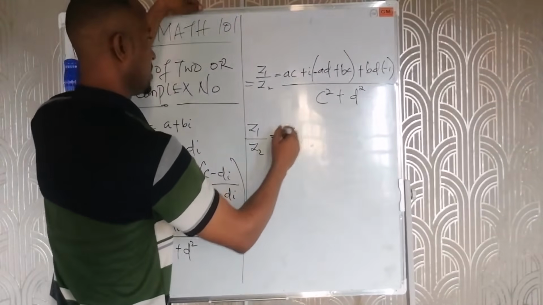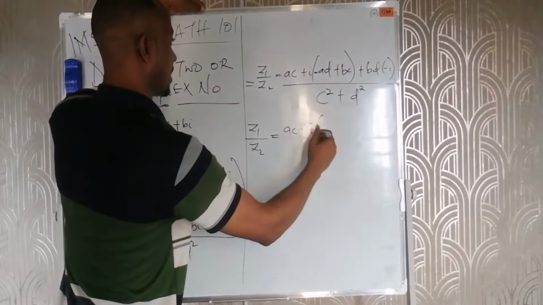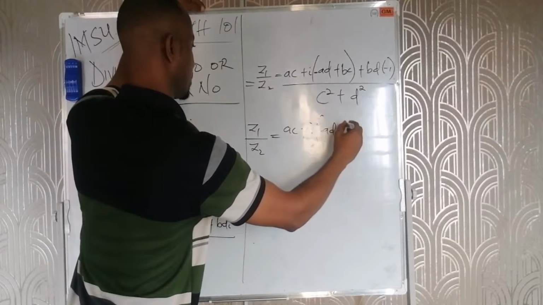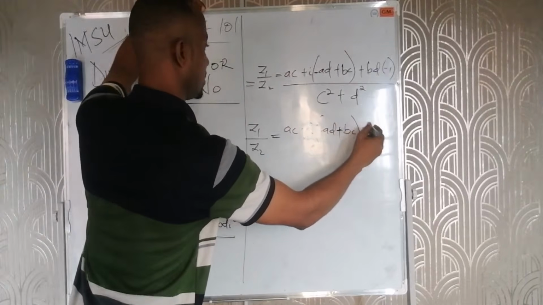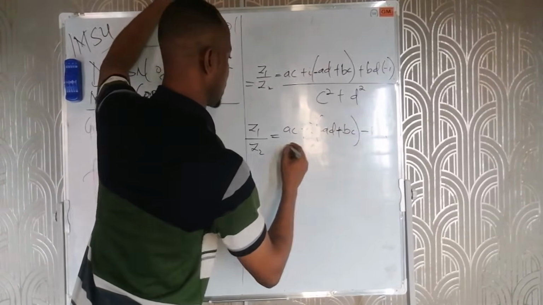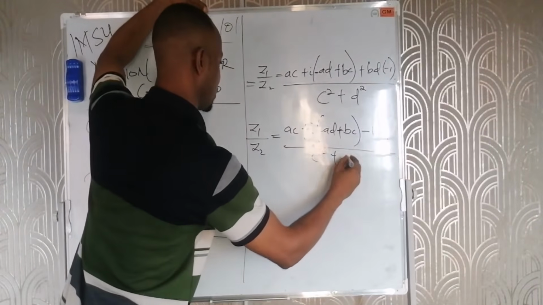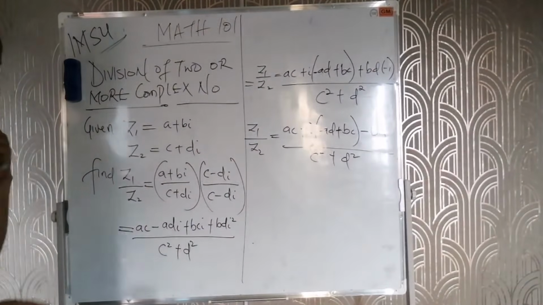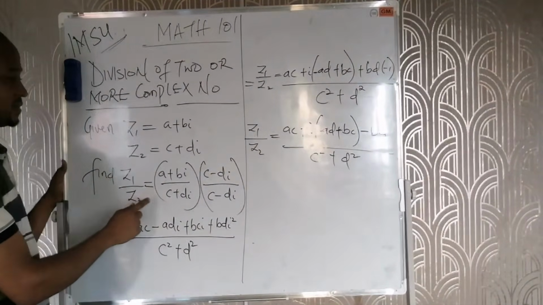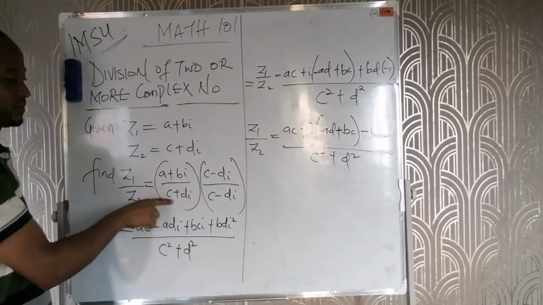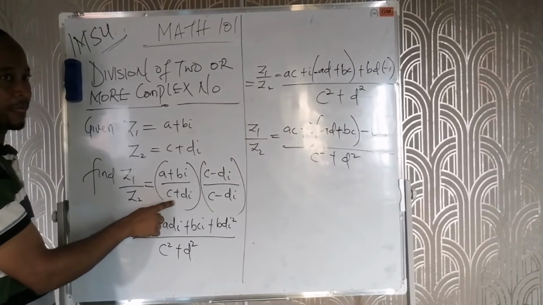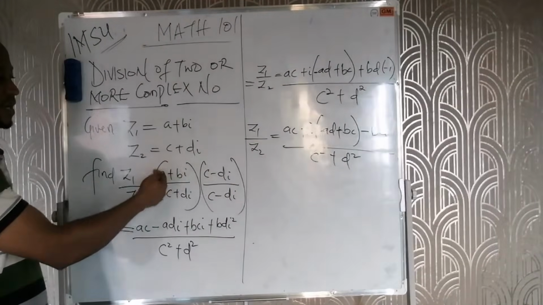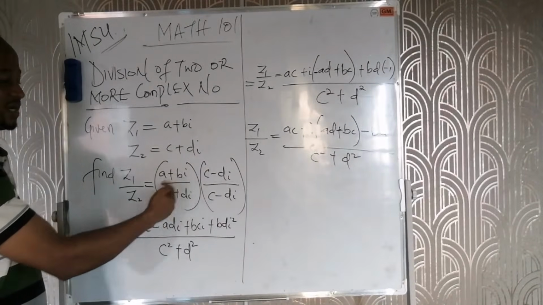Here will give us AC plus I in brackets minus AD plus BC minus BD, all divided by C squared plus D squared. I'm just showing you how to divide. The most important thing is that before you divide this with this, look for the conjugate of C plus DI, which is C minus DI. Multiply the conjugate by any value you have here, also by any value you have here.